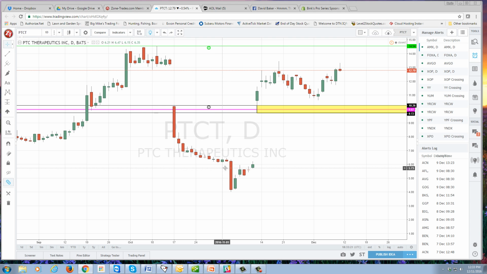PTC Therapeutics, I actually bought calls right in this area right here. Okay, and that was actually a demand zone at that point. Well, the next day the stock dropped down to $4. Earnings came out, and we normally don't buy options the day before earnings come out, but I did on this one because I really felt that it was going to go up, and plus the risk was really small. I only had to pay 50 cents per contract to make this trade.